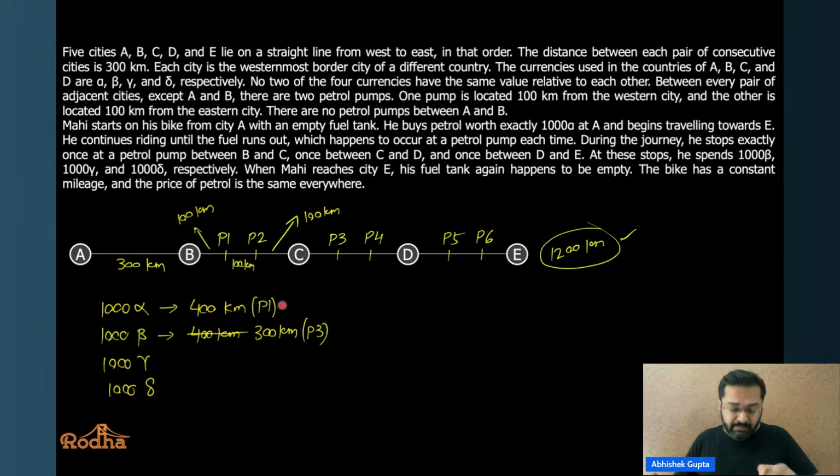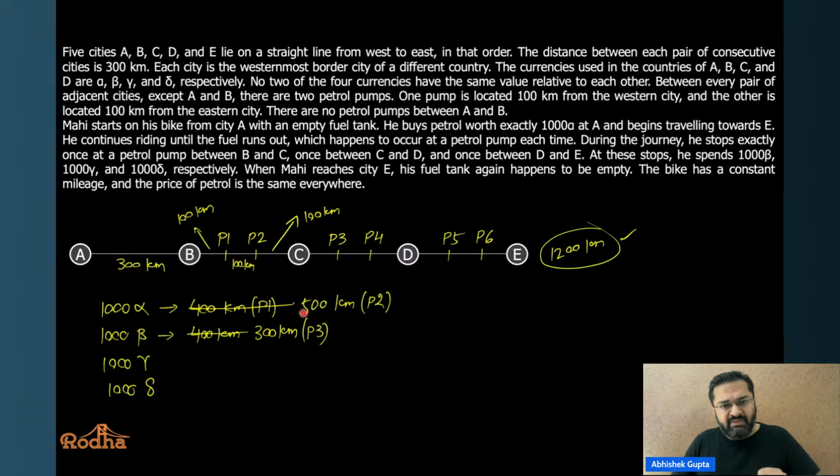This could not have been P1, and this definitely has to be 500 kilometers, and 500 kilometers means the only option was P2. Fine. This could have been the only stop, that he starts from here and stops here. So basically, in fuel worth 1000 alpha, he must have traveled 500 kilometers and stopped for refueling at P2. Meaning stopped for refueling, the petrol pump is finished. So this is our definite.